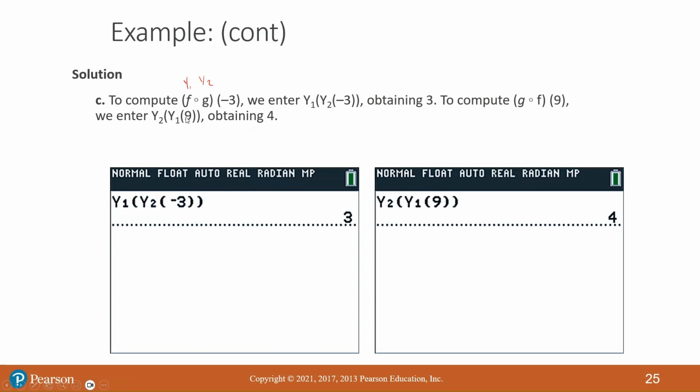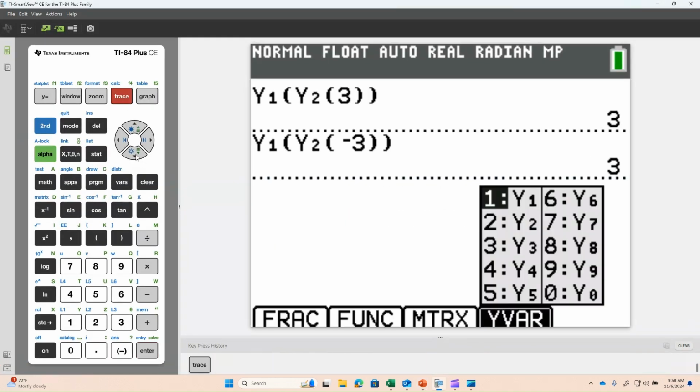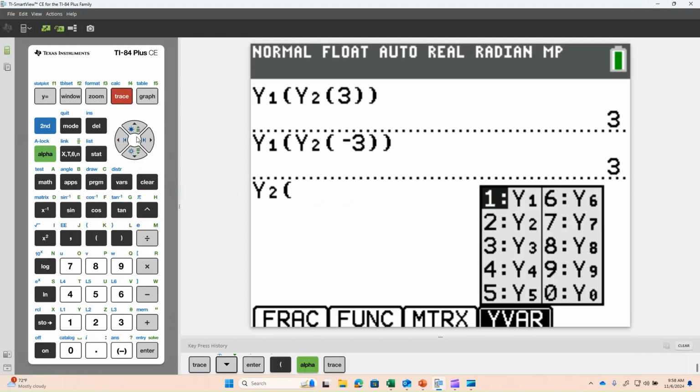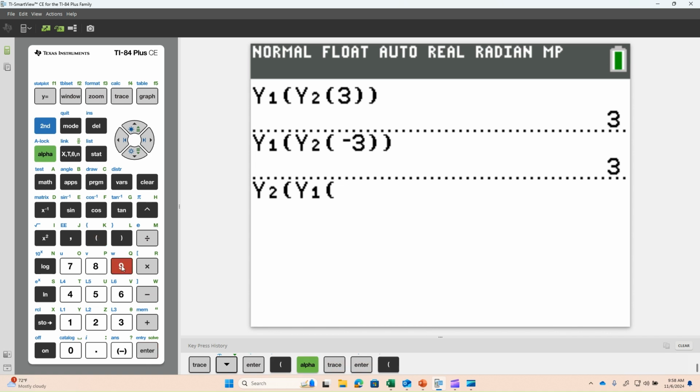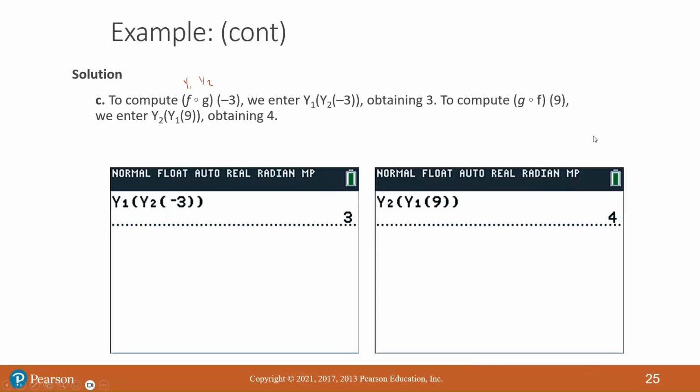I can also do the same thing, say if I want to compute g of f of 9. That's the same thing as y2 of y1 of 9. Let's see if we can enter that and get the correct answer. y2 of y1 of 9. It gives me the answer here of 4. Okay, just like it said it would.